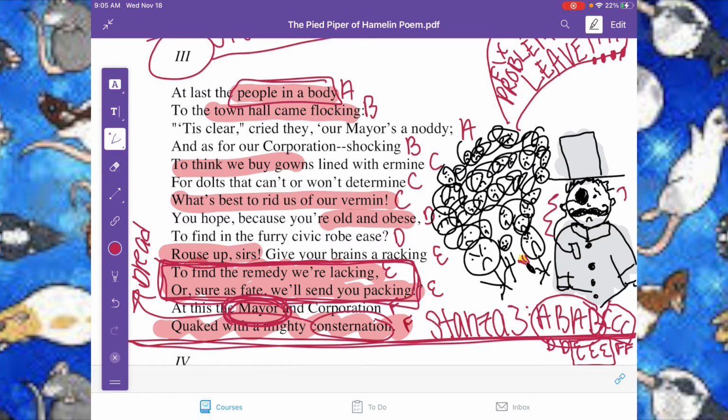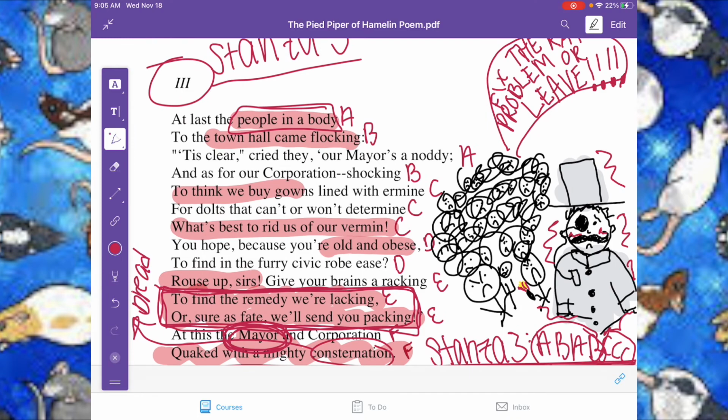And then our mayor is quaking. He's shaking with consternation, with dread. Give him a little nervous. There we go. All right, so that's our stanza 3.